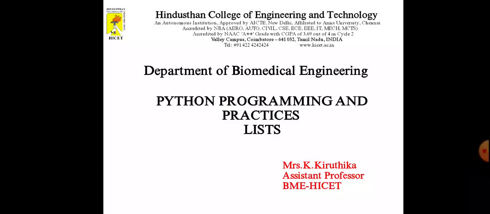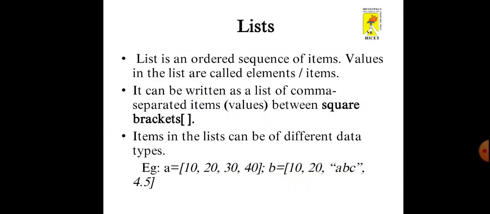In this video, I am going to discuss Python programming and practices, and the concept of list. A list is an ordered sequence of items. The values present inside the list are called elements or items. It can be written as comma separated items between square brackets. A list supports different data types. For example, it supports integer, string and float.